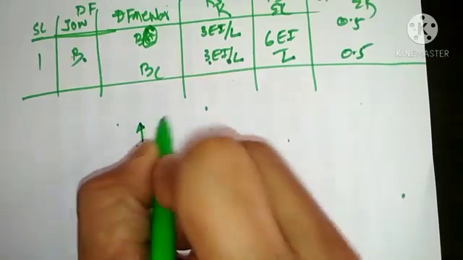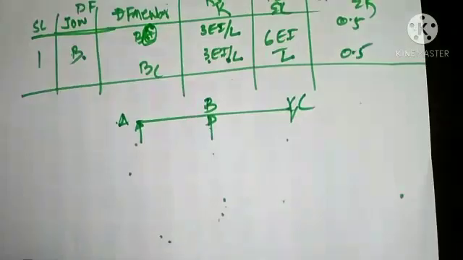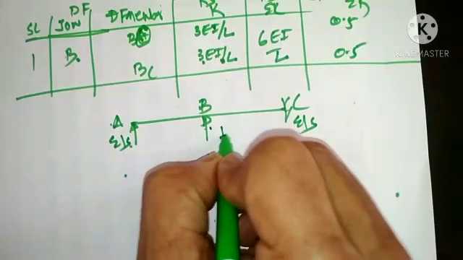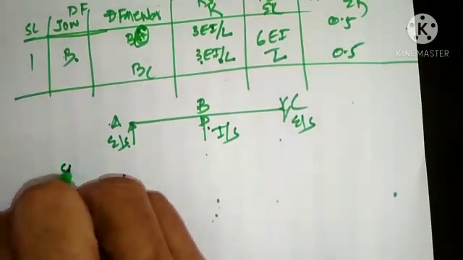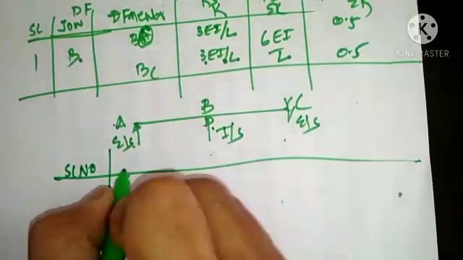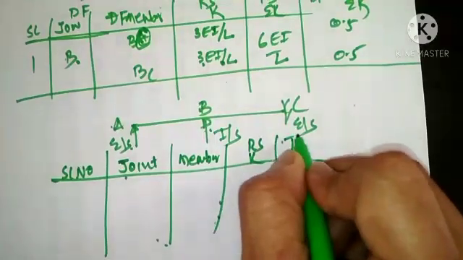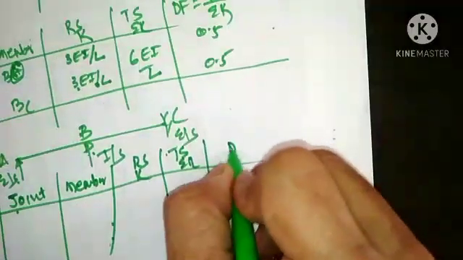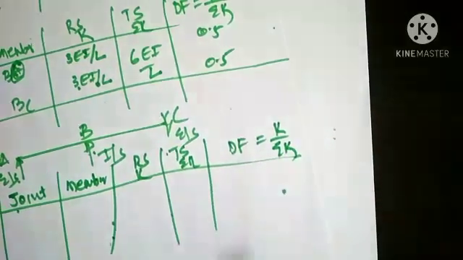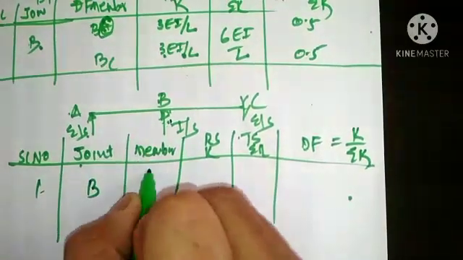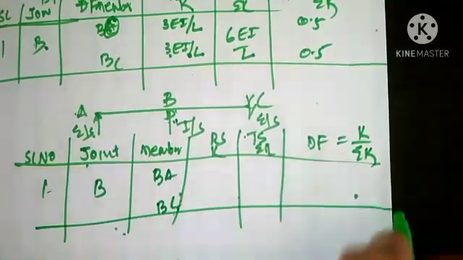Now for the same example, if I make this particular arrangement A, B and C. Now if you look at this particular diagram, A is an end support, C is an end support, B is an intermediate support. Now serial number, joint, member, relative stiffness K, total stiffness summation K, distribution factor is equal to K divided by summation K. Now serial number 1, joint is B, member connected to B are BA and BC.